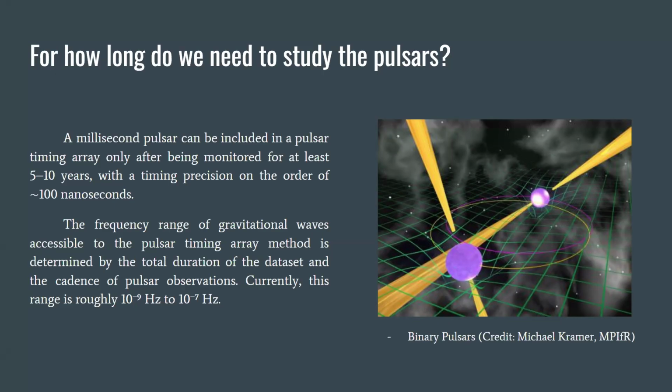from the predictions we make about the gravitational waves. And also, the frequency range of gravitational waves accessible to the pulsar timing array method is determined by the total duration of the dataset and the cadence of pulsar observations. Currently, this range is roughly between a nanohertz and 100 nanohertz. However, if we continue to do this research, we may be able to increase this range.